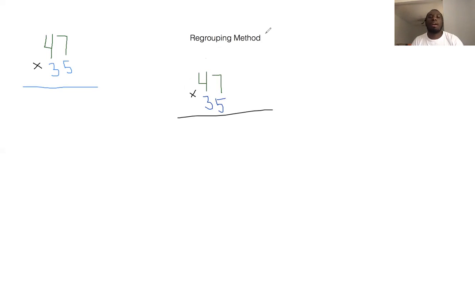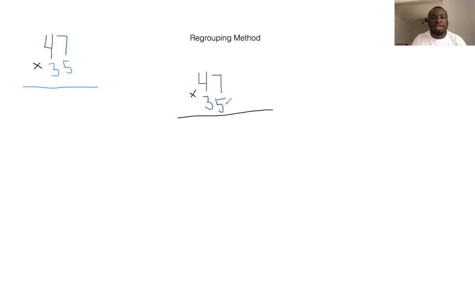First, I'm going to show you all the standard regrouping method. This is what I'm doing first, the regrouping method. So let me rewrite my problem down here: 47 times 35. When I'm doing my regrouping method, I'm going to start by mentally multiplying, starting with my units or my ones place. So I'm going to start here.